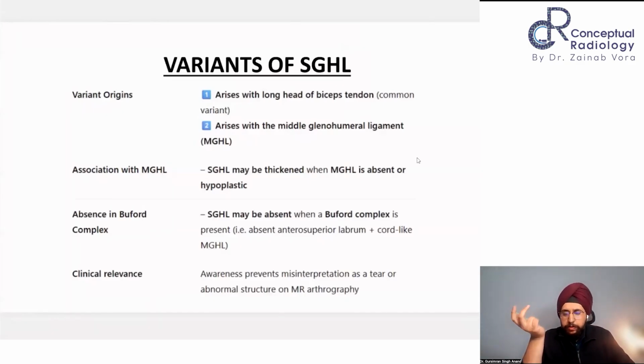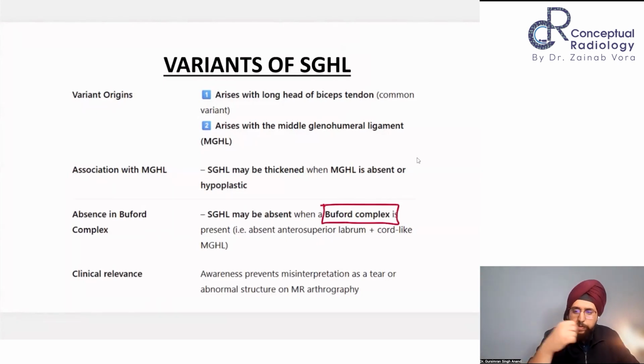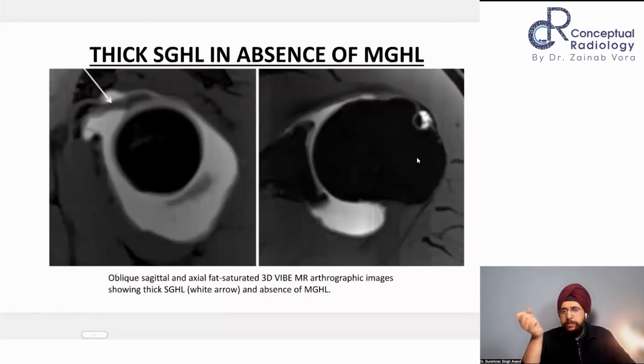So sometimes there is a variant. When the MGHL is absent, the SGHL may be thickened, and SGHL can itself be absent in cases of Buford's complex. Okay. So we have studied the Buford's complex in the previous classes. So in that, the SGHL is absent. The anterior superior labrum from 11 to 2 o'clock position is absent. Along with that, we have a cord-like thickened MGHL. Okay. Now, the awareness of these variants is very important, so as to prevent the misinterpretation of these variants as tears, because I've seen many residents misinterpreting these.